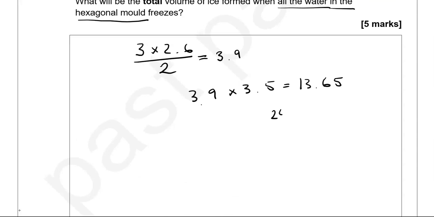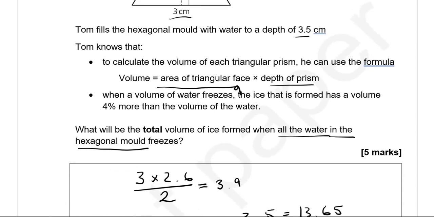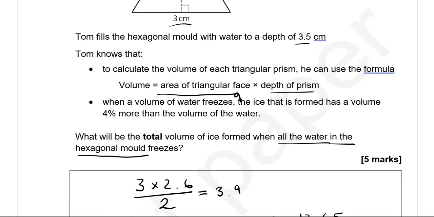So we'll do 24 times 13.65 gives us 327.6. So that is the volume for the water. Now we're going to work it out for when it's frozen. So that means adding 4% more.